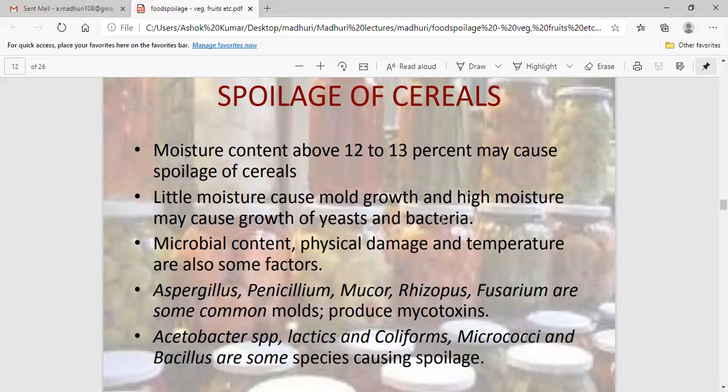And this is one of the important points which you have to remember: the moisture content, how much it is required for fungus or bacteria. Okay, if the moisture content is less, which organism can grow?